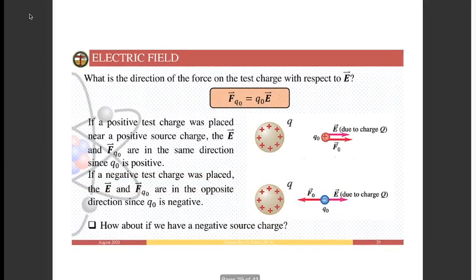Okay? So what I am emphasizing here is that the electric field produced by the source charge is independent of the test charge. Okay, so it is independent.